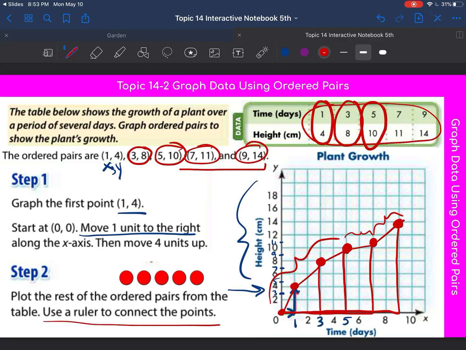All right, so now what we are going to do is practice graphing some more. And again, when you graph yours, make sure you can use these dots right here as well.